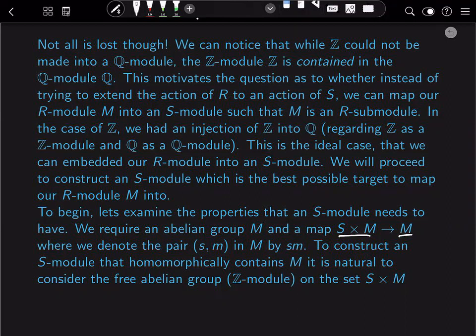But there really is no other way to construct this because we need an abelian group for S to act on, and we need an abelian group for S to act on that contains M in some fashion. Maybe not as an injection, but contains M. Well, the free abelian group will contain the product S cross M, and we want it to contain M in some fashion in the end when we're done with the construction. So this is actually the most intuitive group to consider.